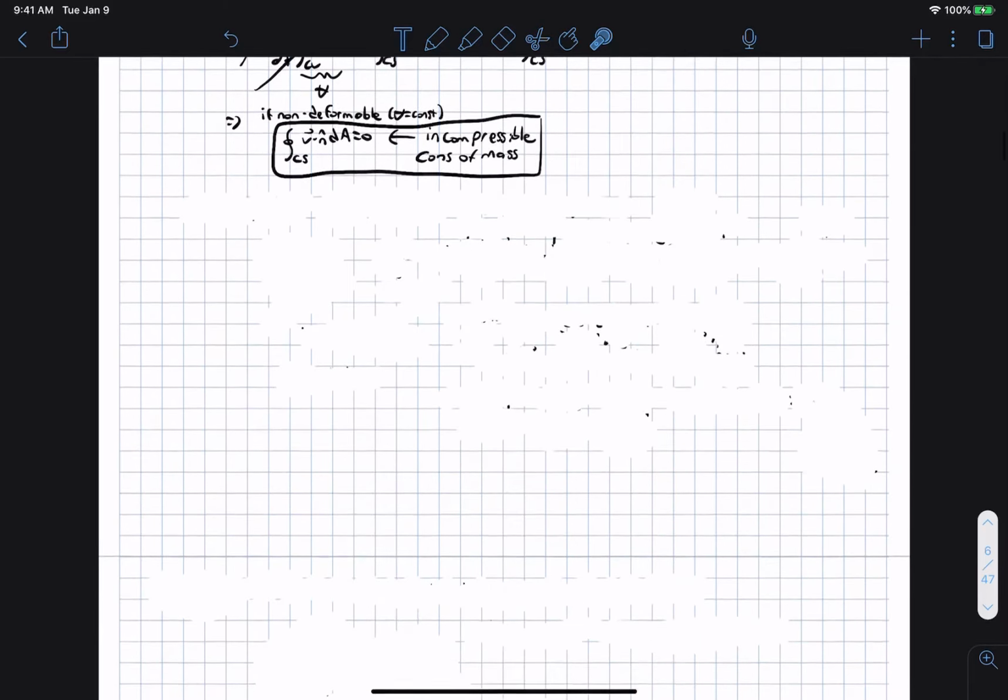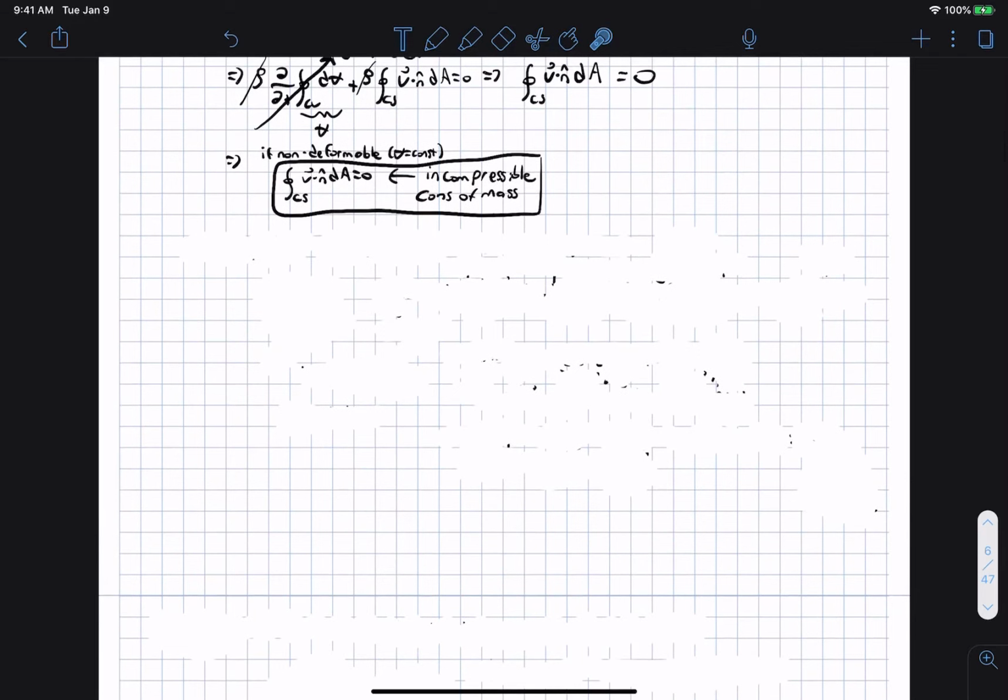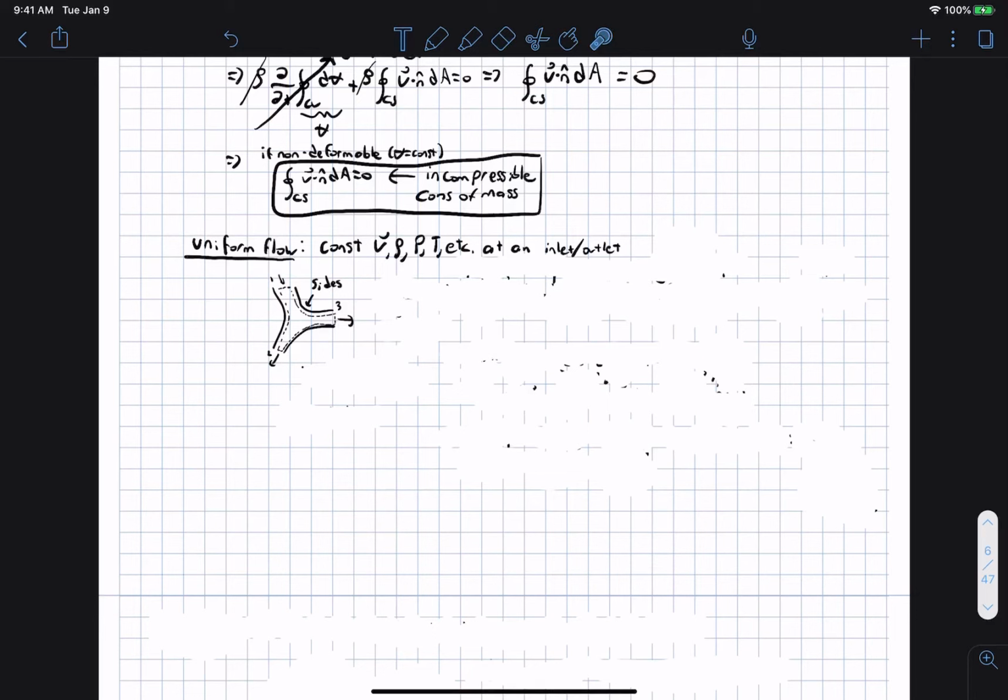The other assumption that I hinted at earlier is called uniform flow. Uniform flow means that V, rho, P, T, etc. at an inlet and outlet are spatially uniform. We could consider a goofy pipe junction here, where you have some flow going in here, flow going out here, and flow going out here.